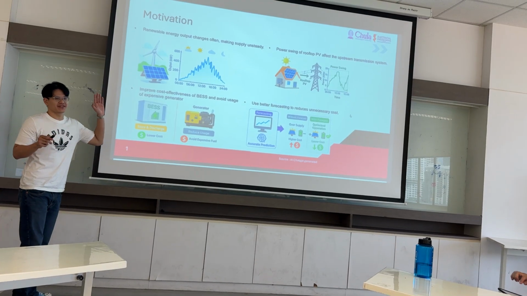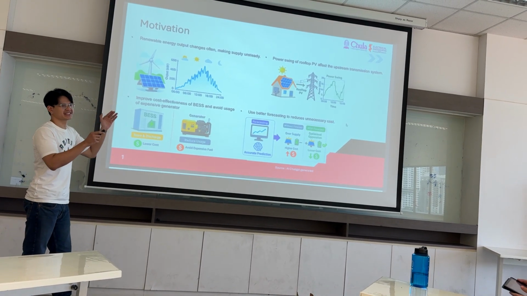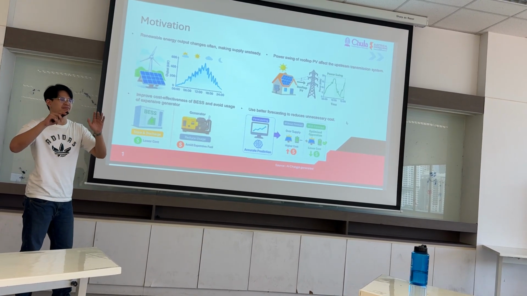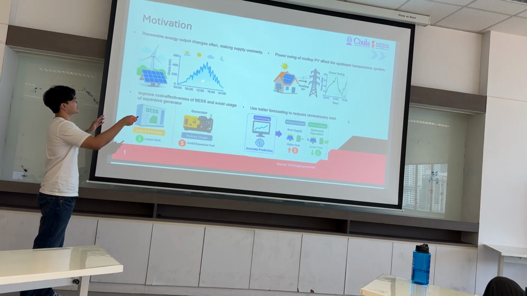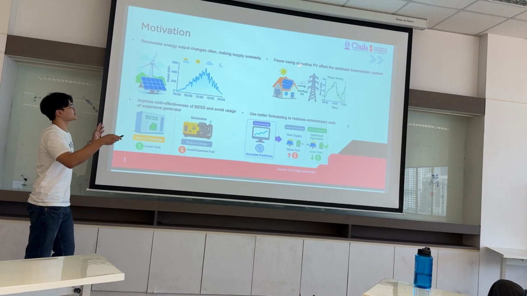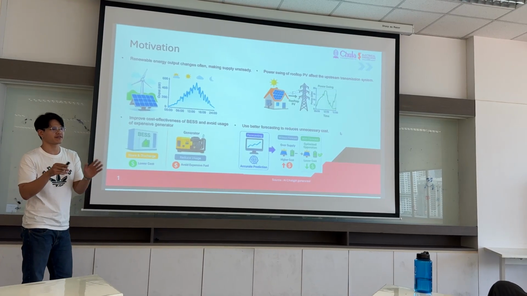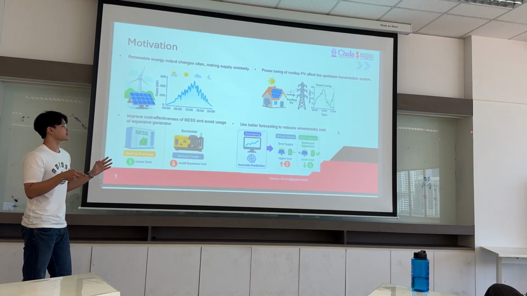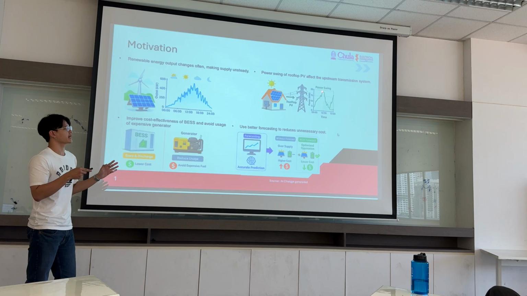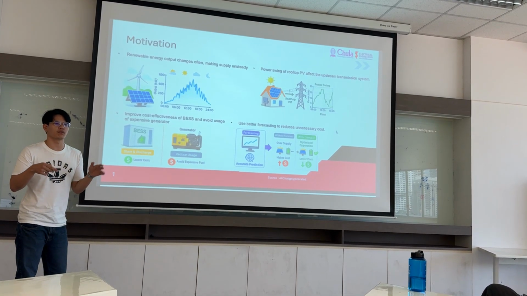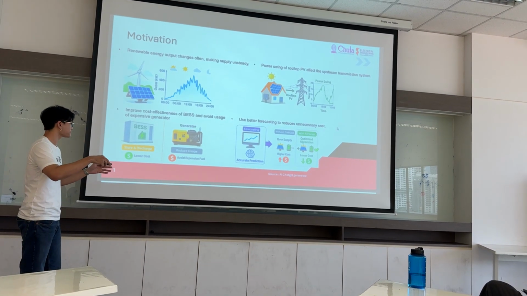We start with renewable resources, which always change often, so it's not continuous enough to supply the load. As you can see, it swings all the time. The next one is about how the swing of rooftop PV always affects the transmission system, because sometimes it has a high spike that creates overvoltage in the transmission system.